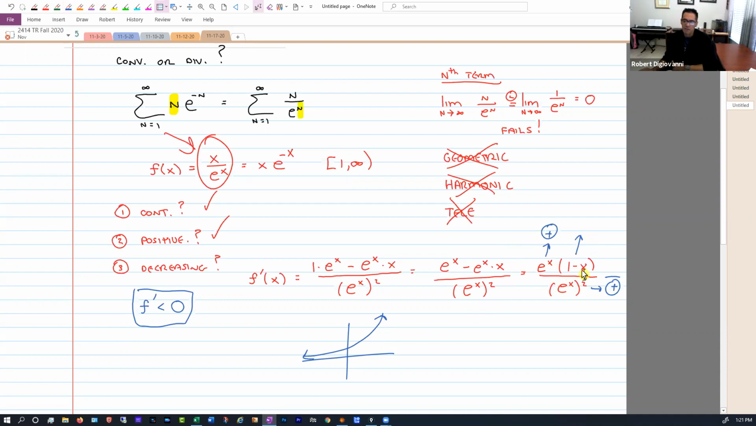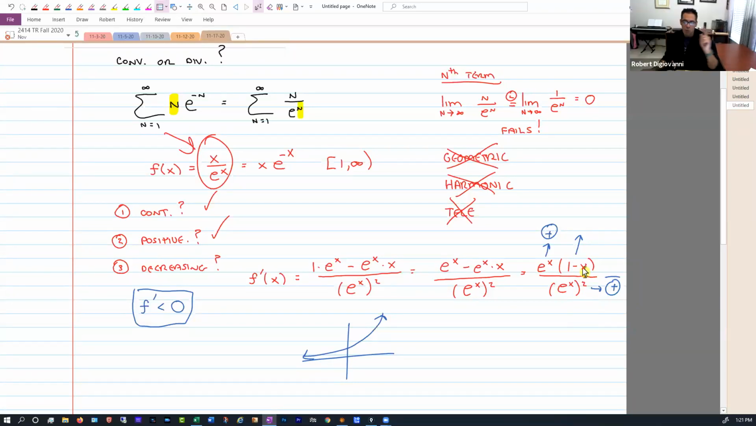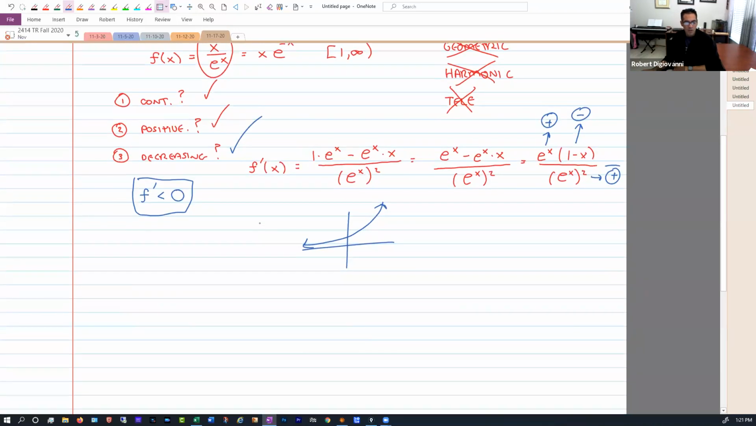1 take away x. That could be negative eventually. It's going to eventually be negative, right? Now, if I plug in 1 for x, I'm going to get 0, right? But anything bigger than 1, this thing's going to be a negative number, right? So this is going to be negative eventually. And once x is bigger than 1, that's it. It just stays negative the whole time. So I would say we are decreasing, okay? All the conditions are met. So now we get to do the integral.